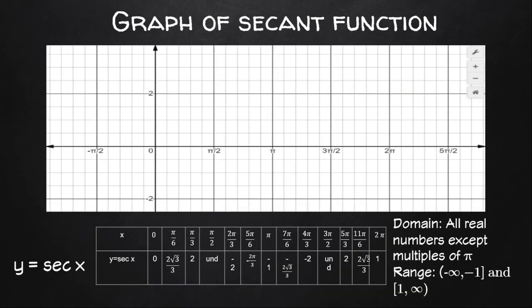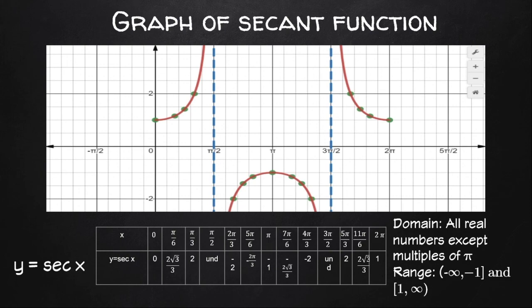Our next graph is the reciprocal of the cosine function, which is the secant function. So we will try to graph y equals secant x, from 0 to 2 pi. This function has a domain of all real numbers except odd multiples of pi over 2, because those are the vertical asymptotes of the function, and the range is from negative infinity to negative 1 and from 1 to positive infinity.